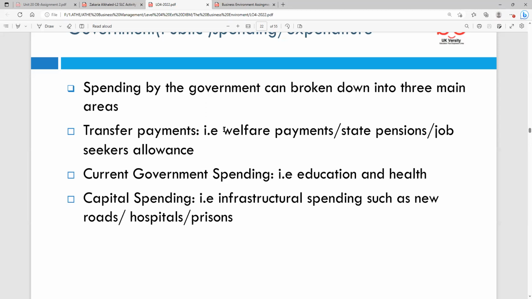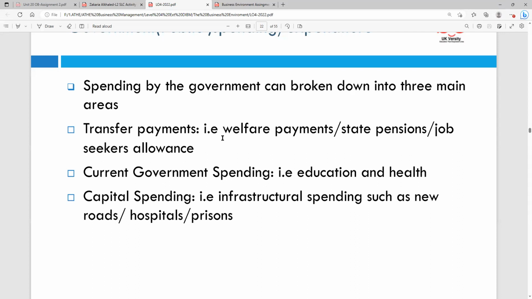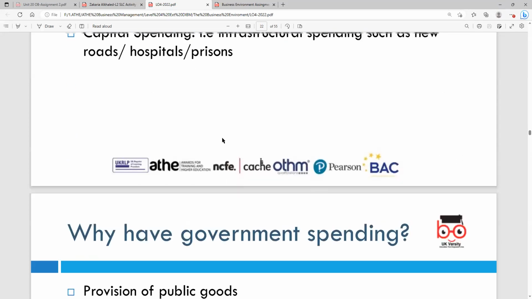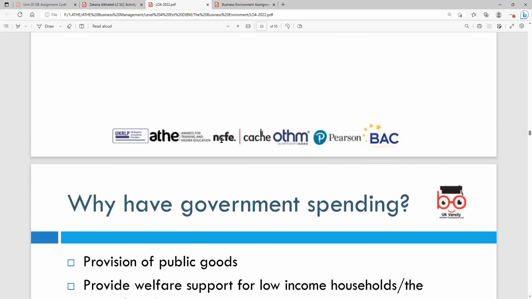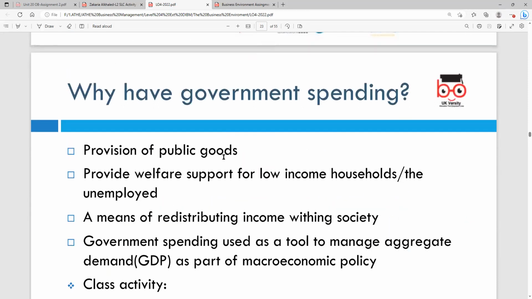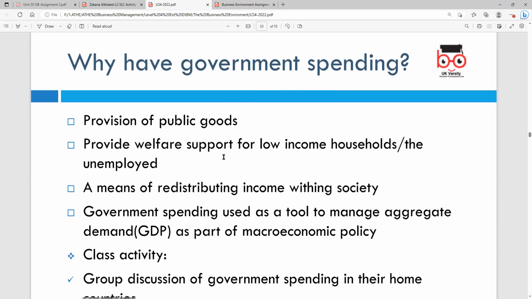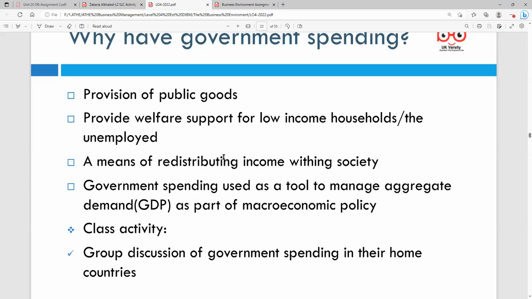So this is where the government spends. They collect the money from direct or indirect taxation, and they spend it on public services, public expenditure, on the welfare system, state pensions and so on. Why does the government spend on these services? What do they get out of it?